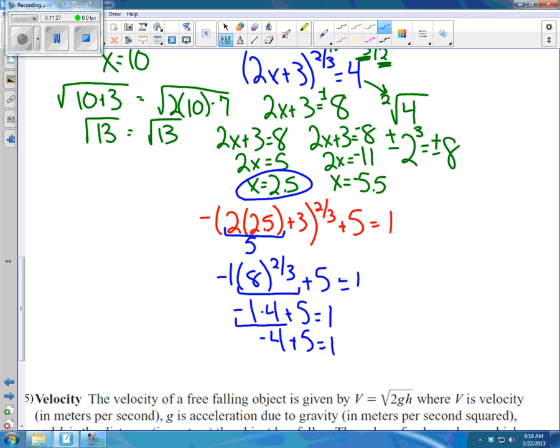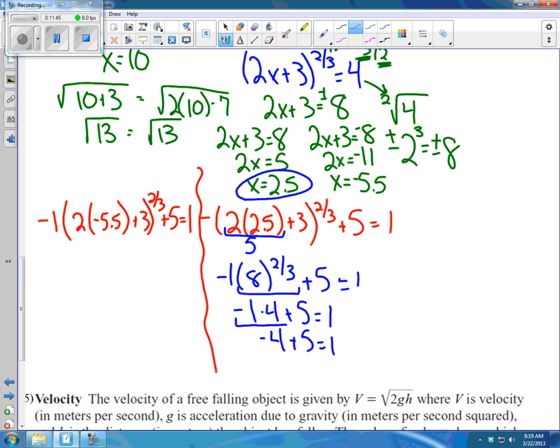I'm going to go ahead and check the negative 5.5. I'm going to do that over here. So here's the negative. I'm going to actually make it negative 1, 2 times negative 5.5 plus 3 to the 2/3 power plus 5, and does that give me 1? So again, starting in the parentheses, I'm going to take 2 times negative 5.5. That's going to give me negative 8. I'm sorry, no, that's going to give me negative 11.